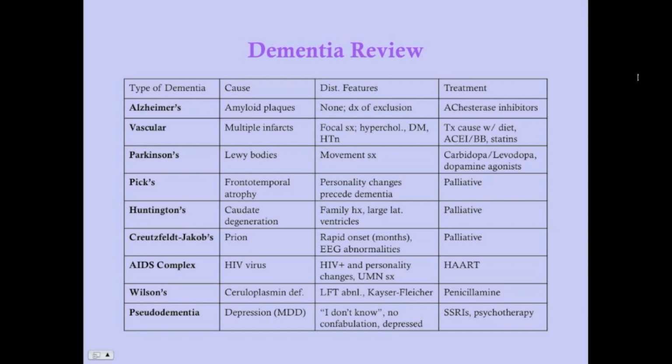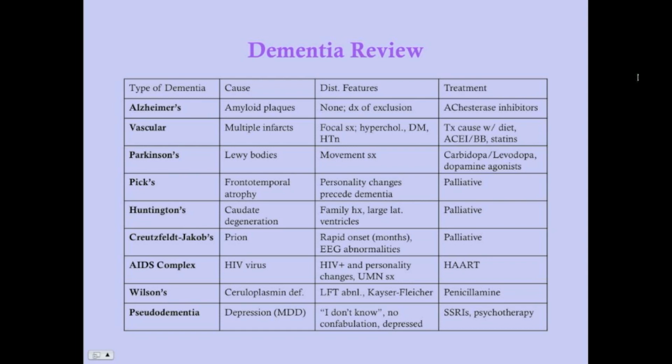Wilson's disease, the cause is a ceruloplasmin deficiency, which is autosomal recessive. The distinguishing factors here are going to be that the patient has prominent liver function test abnormalities, and a lot of times the patient is going to have Kayser-Fleischer rings. And the treatment is penicillamine and a low copper diet.